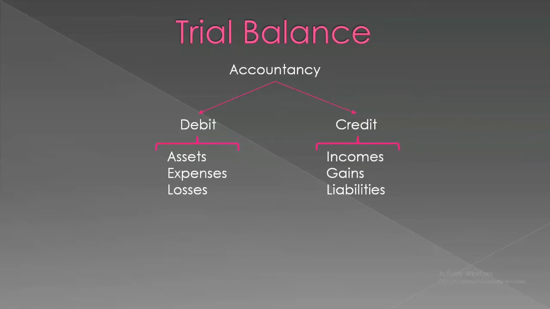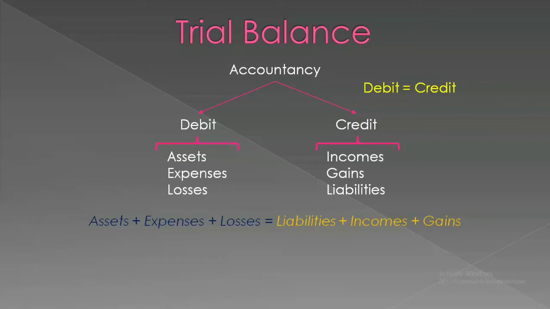Now, as you may know, in accounts there is an accounting equation according to which debit is equal to credit. Therefore, we can also say that assets plus expenses plus losses equal liabilities plus income plus gains. Okay. So, if you want to note it down, you can always pause the video and resume it after noting it down. So, let's move on to how to prepare trial balance.